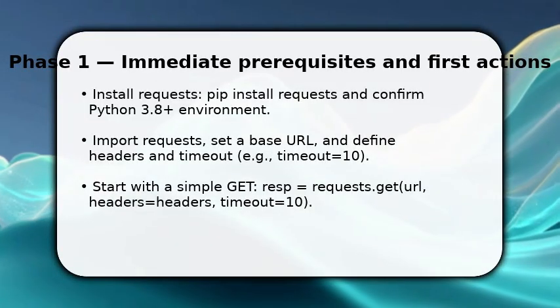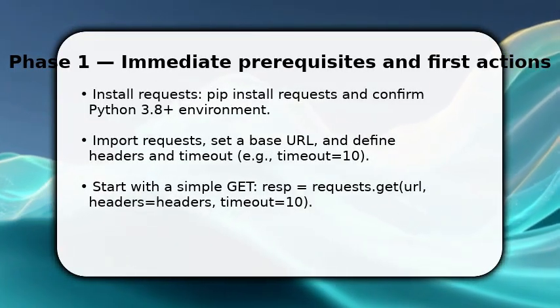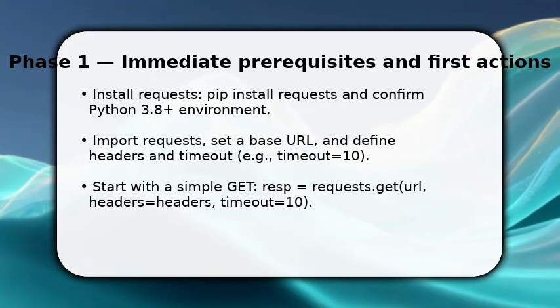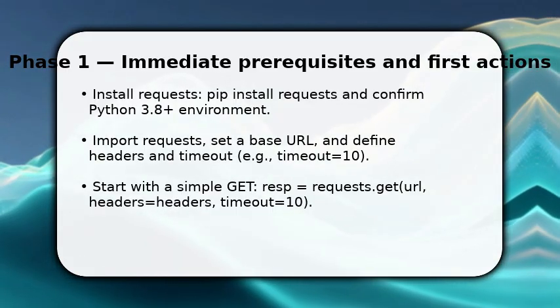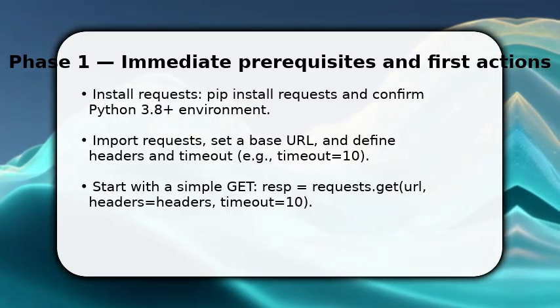You begin by installing and verifying that requests runs on Python 3.8 or newer. Once done, import requests and define a base URL and default headers. Make sure to set a sensible timeout like 10 to avoid hangs.